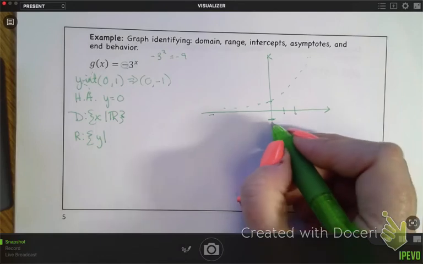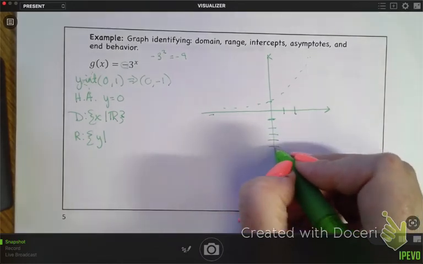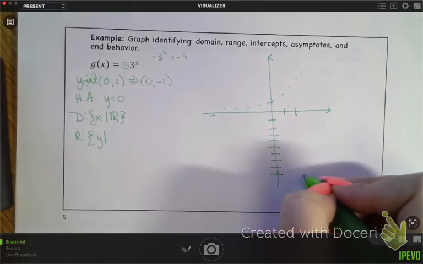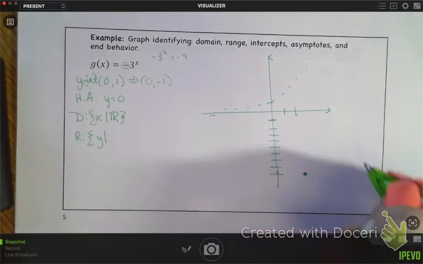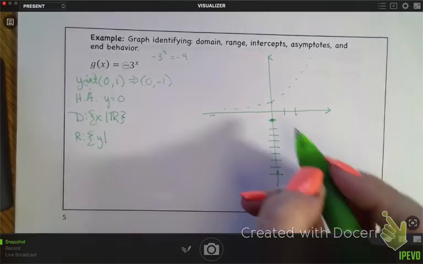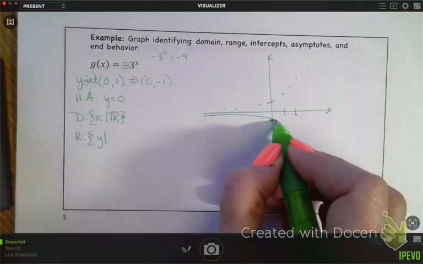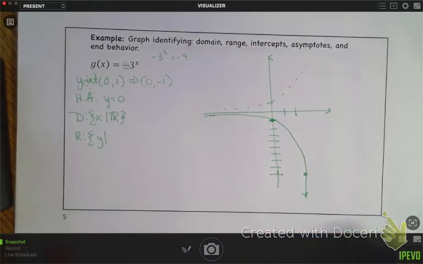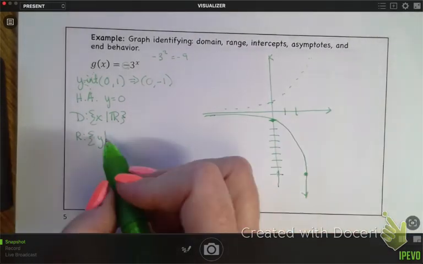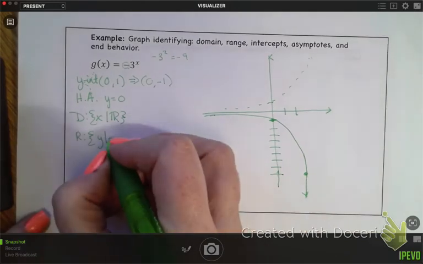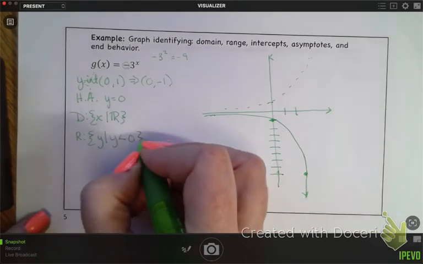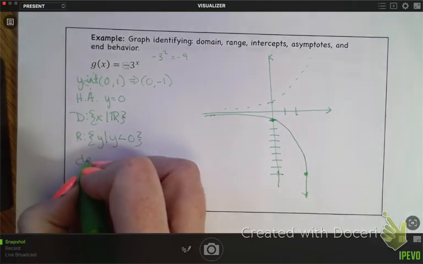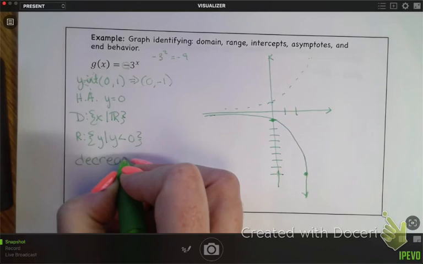So 1, 2, 3, 4, 5, 6, 7, 8, 9, and we've got (2, negative 9), and we go through here, and so my graph is going to go here and go down. So we're there, and so my range is no longer greater than 0, it is actually less than 0. And we're not increasing anymore, we are decreasing.